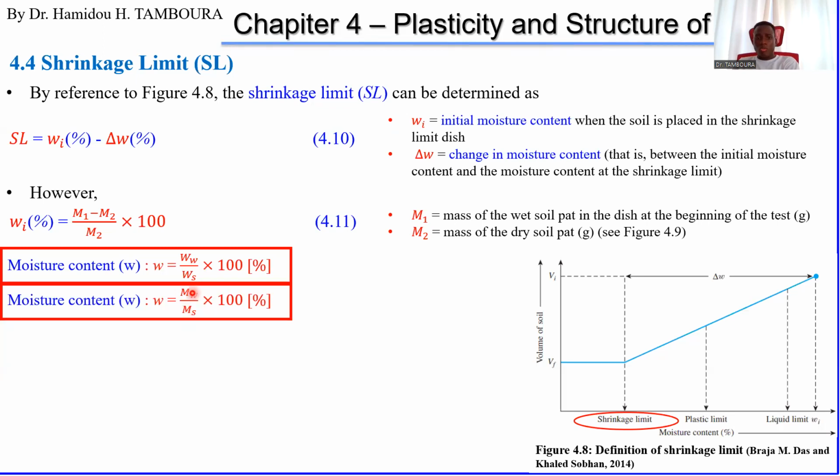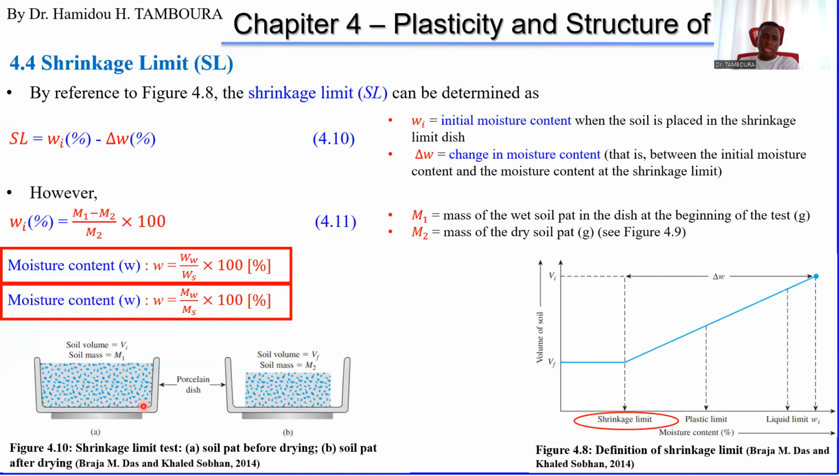Okay, so how do you obtain the mass of water? That is very simple. This is an illustration again of the test. This is the dish, and this is the soil. Initially, we have VI, the initial volume, and initial mass. Okay, at the end, you see the soil has shrunk, so the volume has reduced. We have final volume VF, and the soil mass M2 is the mass of the dry soil.